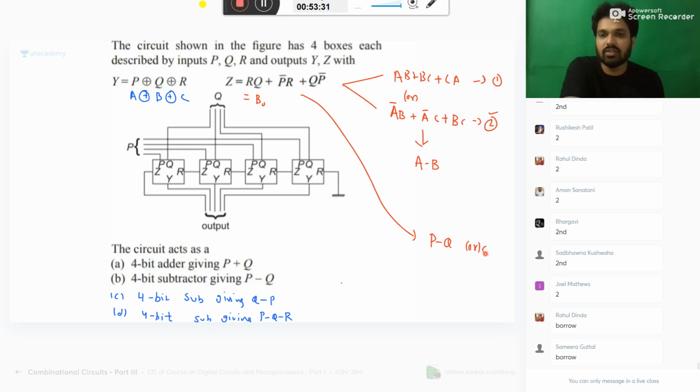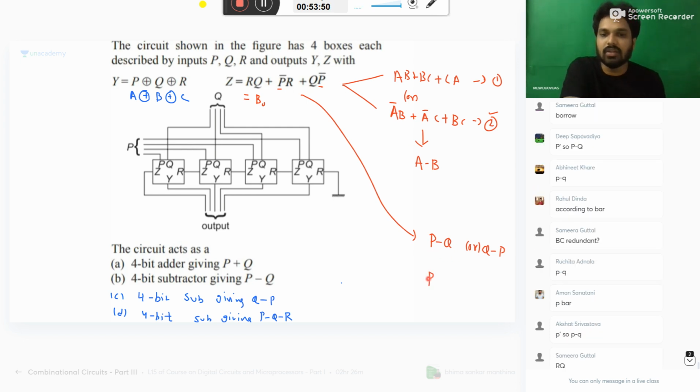How to justify? Just compare. We have done this yesterday, for A minus B. We have subtracted from A and B. So where you have bar in the expression, just compare that. Where you have bar, that is the operation. So what is the answer? P minus Q.